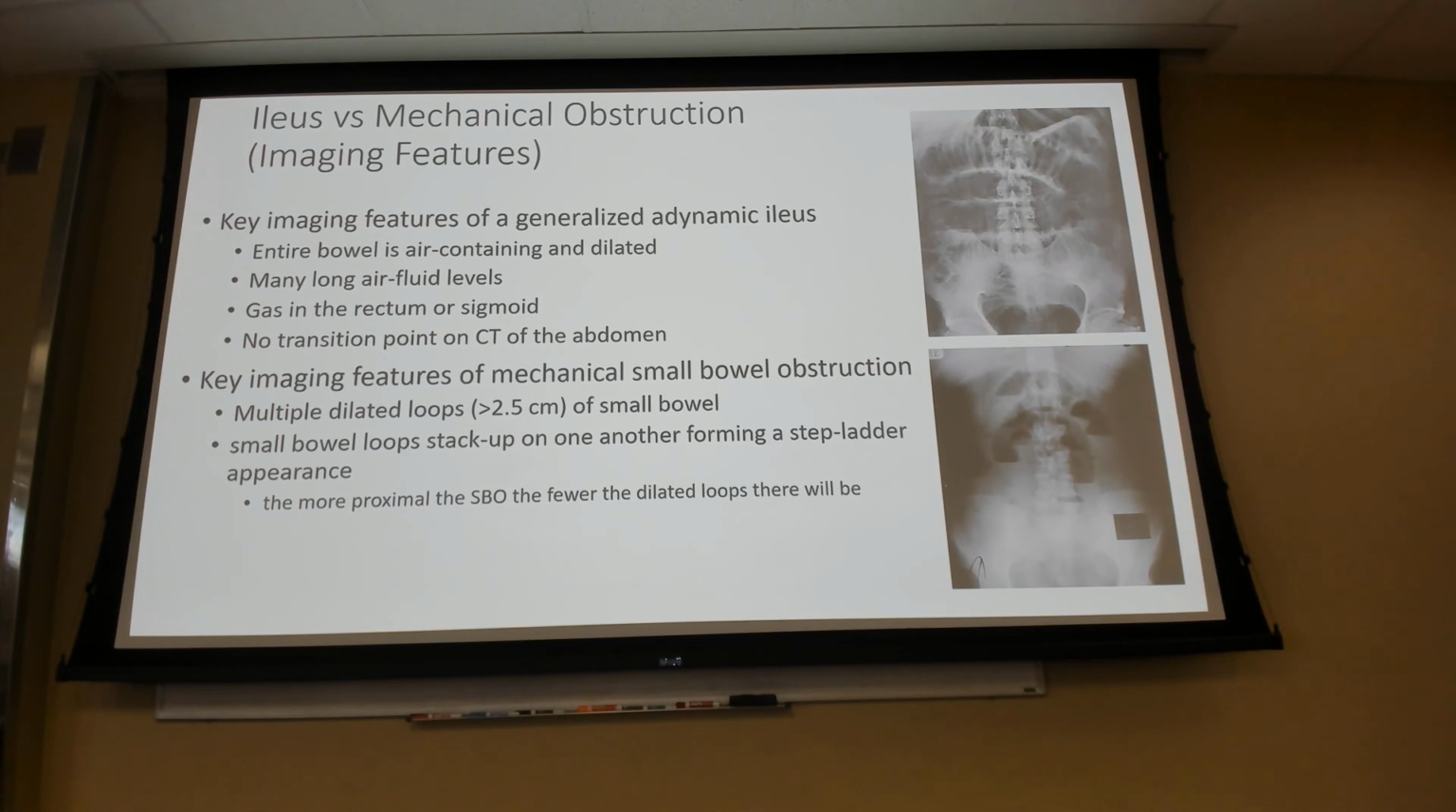This is just your generalized adynamic ileus, which doesn't have a transition point in there. So those are helpful differentiators if you're getting plain films. Like I said, if that's all you got, then get it. But typically with a CT scan for these, you get better visualization.